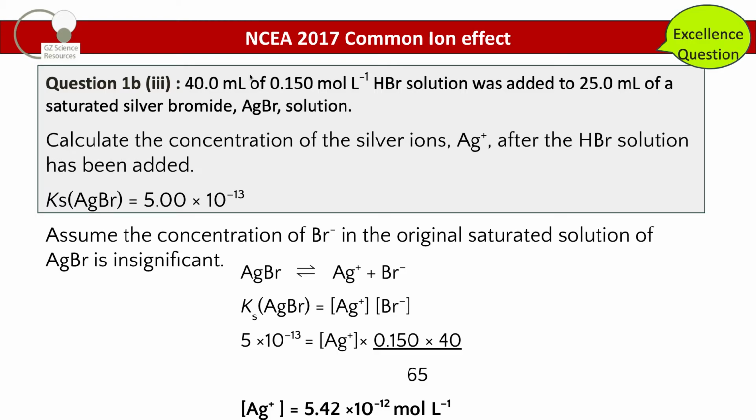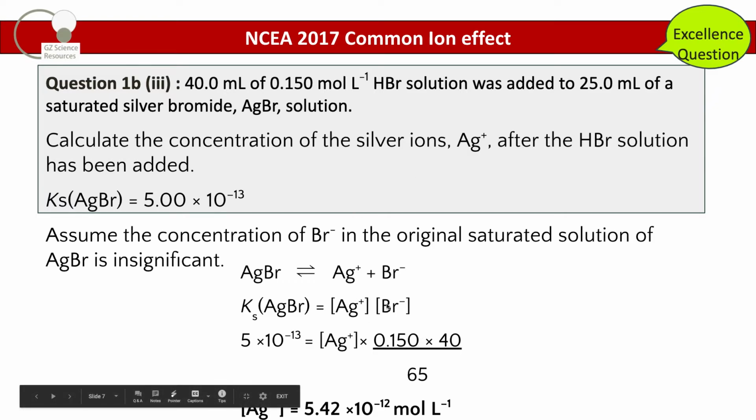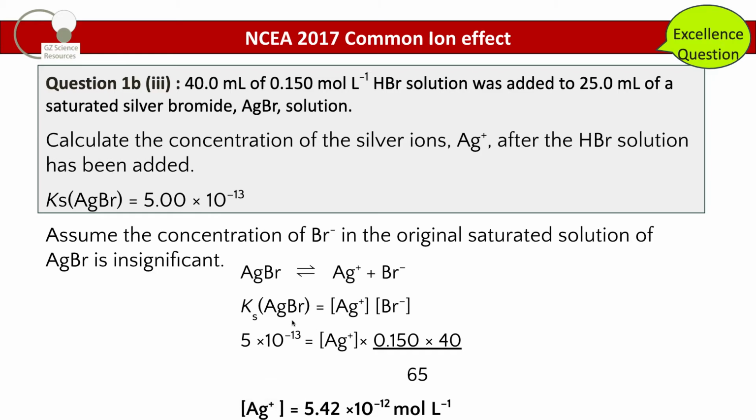So here we go. I just plugged it in directly for the concentration of bromide. I've got my 0.150 moles per liter multiplied by the 40 mils of solution divided by the 65 mil total solution. You might be wondering why I didn't convert to liters. Well, it doesn't matter because they cancel out, because I'm dividing something by a volume as well, and they're both in the same units. Whether they're both in milliliters or both in liters, you'll still get the same answer. And we multiply it by the silver concentration, which we're trying to find. And that's all equal to the solubility product constant. And when you rearrange that, you should get this number.